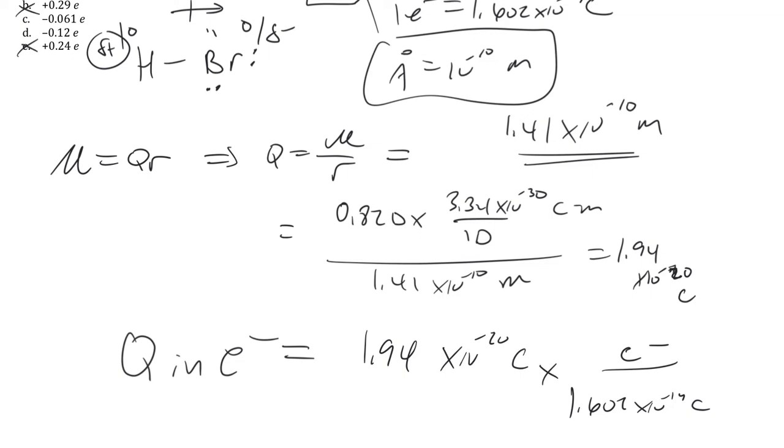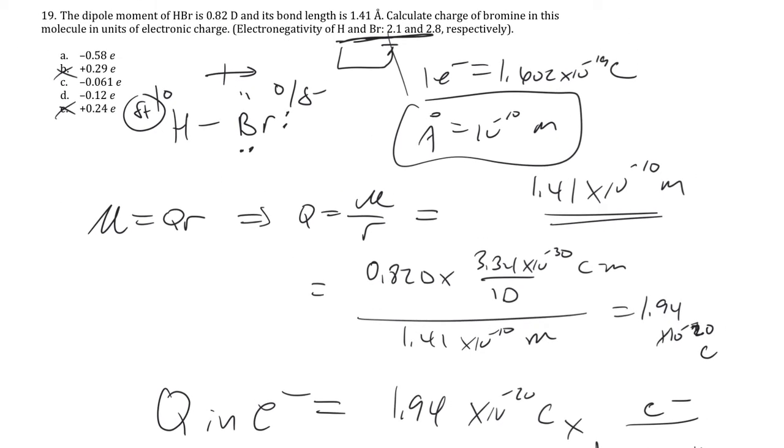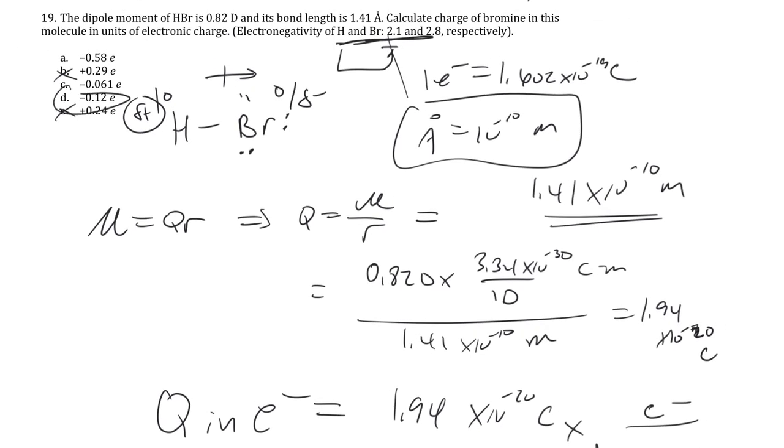So it's 0.12. This is a fraction of an electron. This is our partial charge. So somewhere between 0 and minus 1 for bromine, it's minus 0.12. So the answer is D.